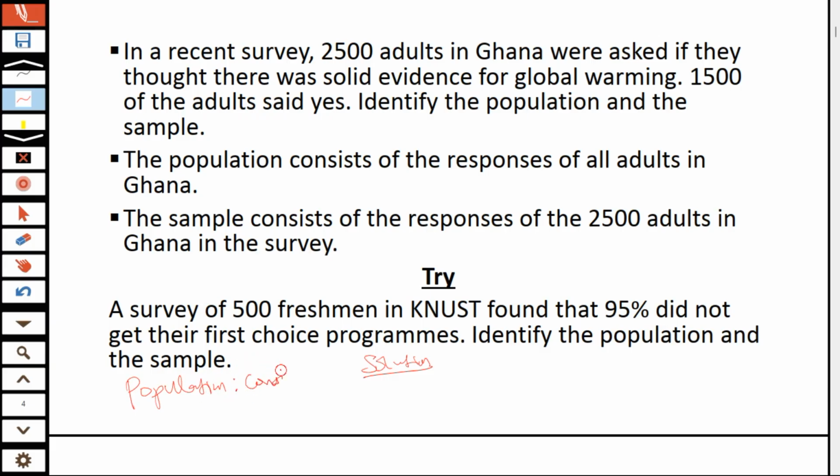So the solution will be: the population will consist of all freshmen in Kenya University, and the sample will consist of the 500 freshmen in Kenya University, the 500 freshmen in Kenya University who did not get their first choice program, right? So this is the solution to the trial work that you can see here, right?